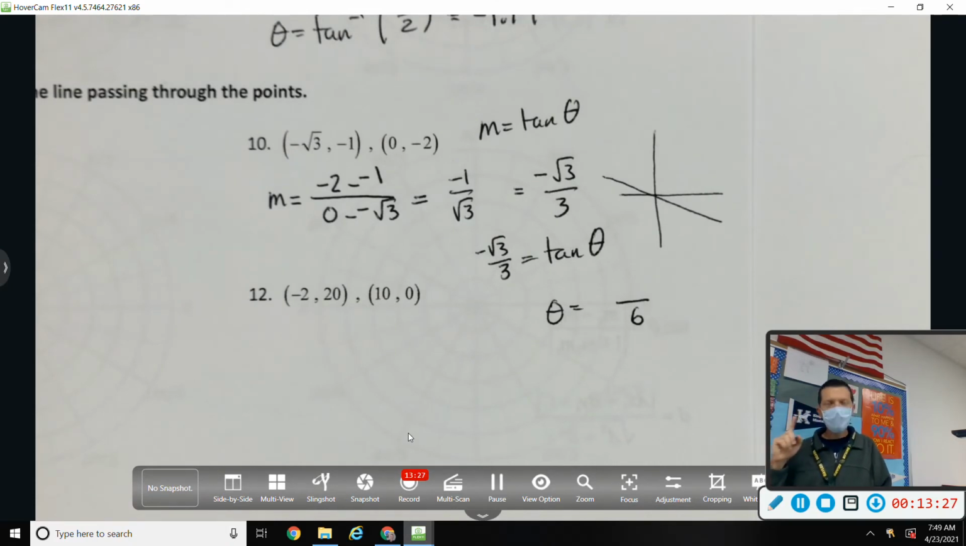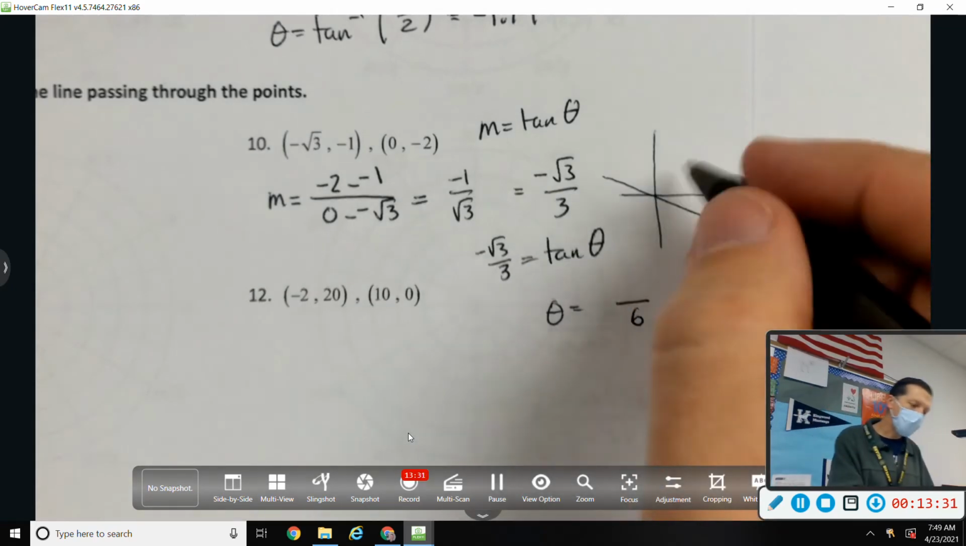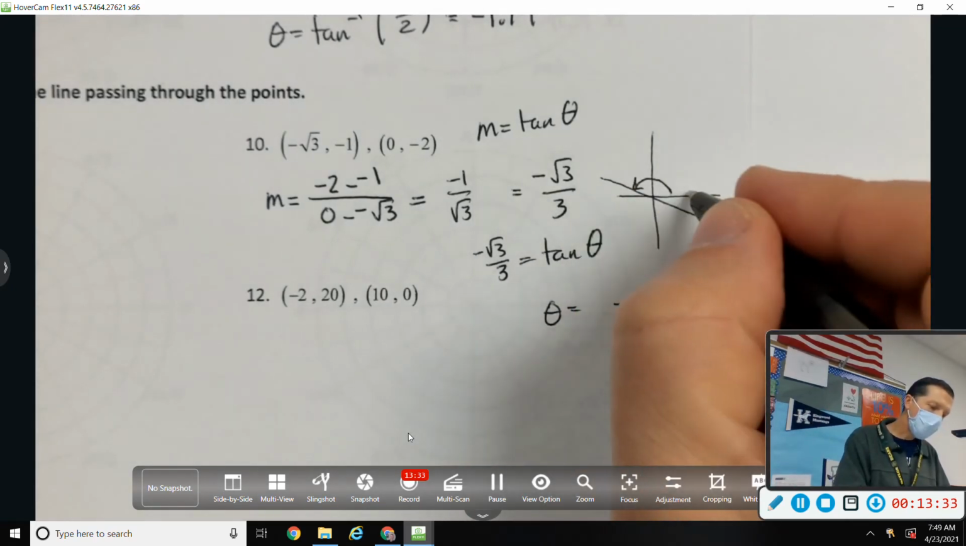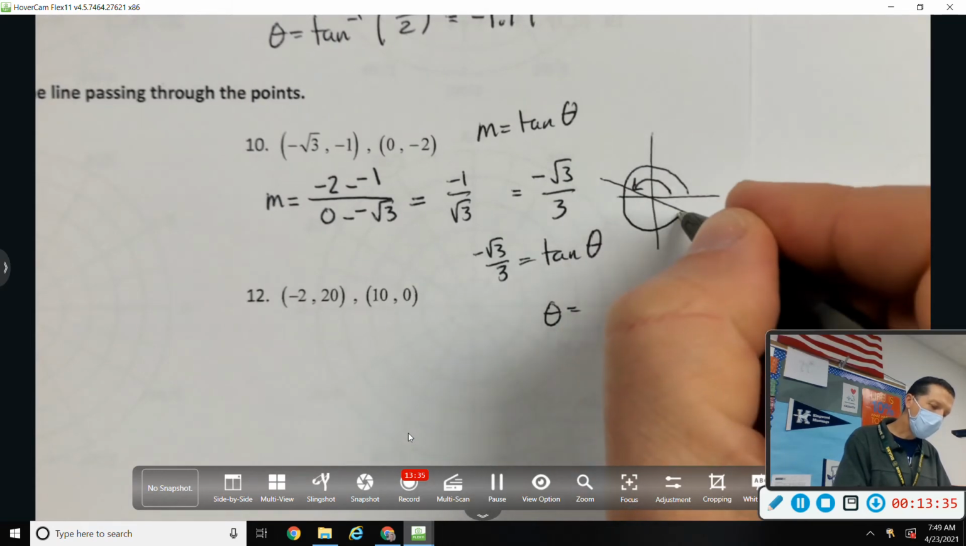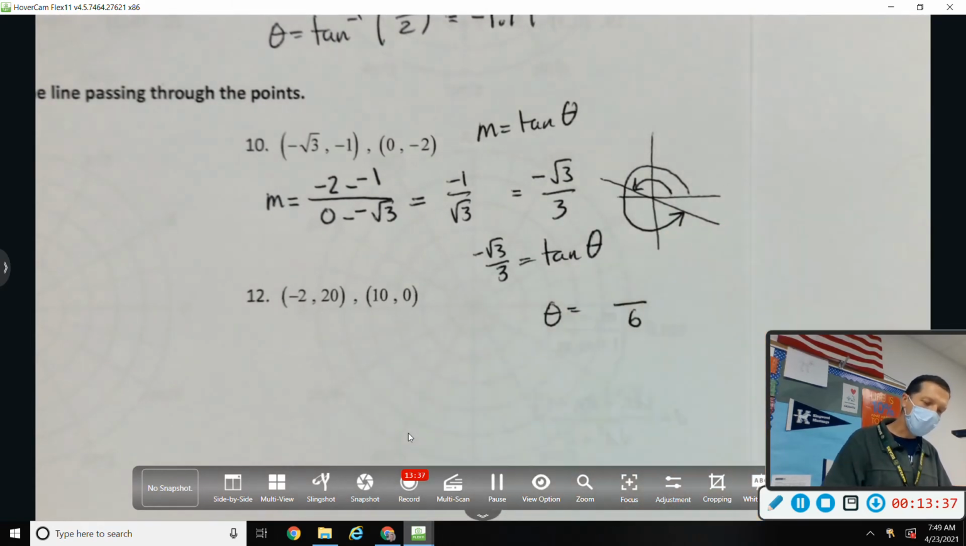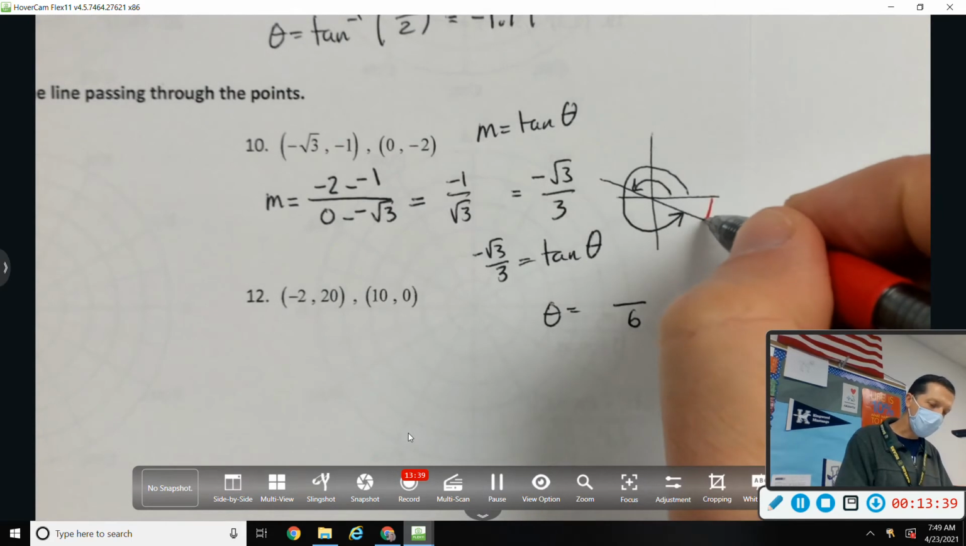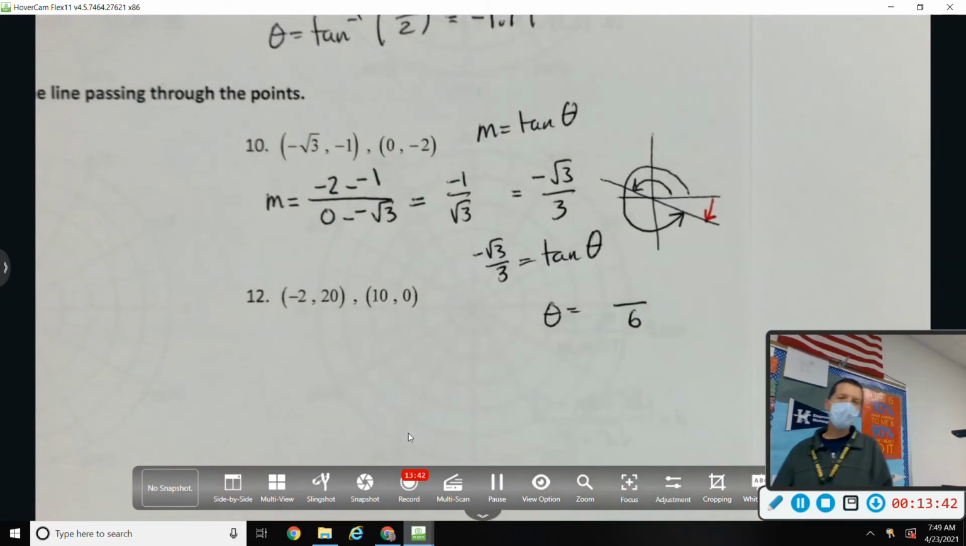Negative. Let's go with negative pi over 6. So all three are kind of right. 5 pi over 6 is this way. 11 pi over 6 is this way. But if you remember when we were dealing with tangents, we'd really rather go the shortest way possible. So let's go with negative pi over 6.